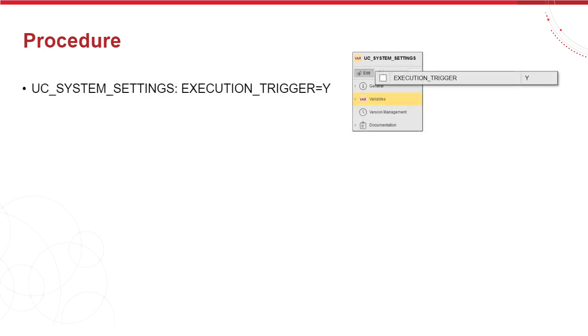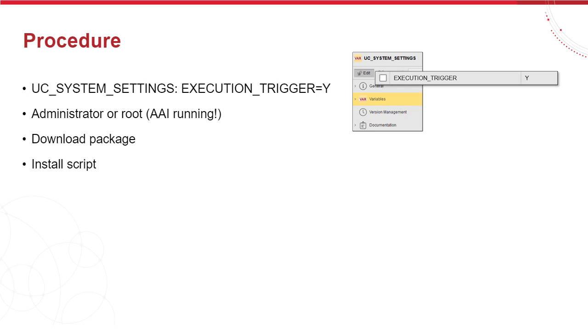This is the procedure. Before deploying the connector, we enable the UC system settings, execution trigger variable, by setting it to yes. We do this in client 0. Next, make sure AAI is running. We install the connector as root or administrator. We download the latest version of the package from the Broadcom download site. The package is a zip file. We unzip it. Then we execute the install executable.